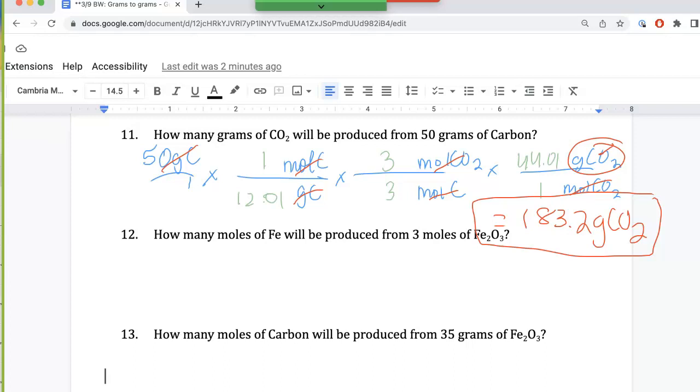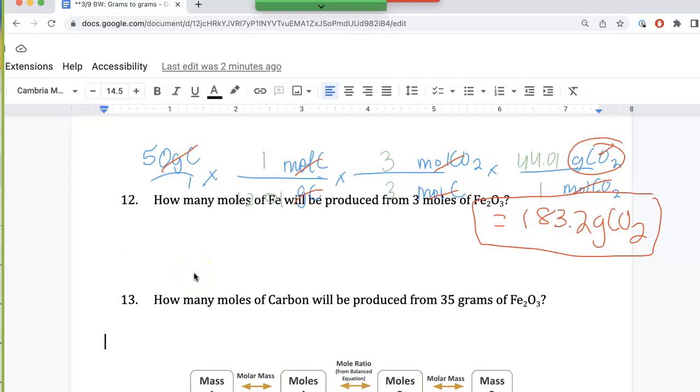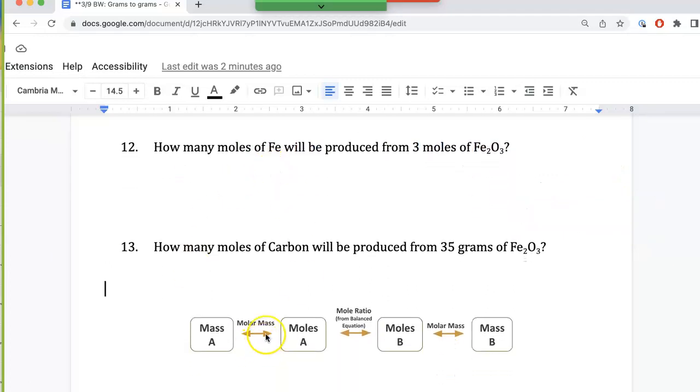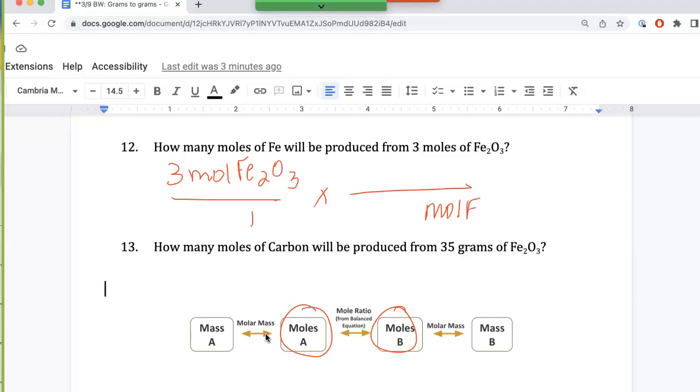Next, this one is a little different because I'm going from moles of one thing. I'm going from moles of iron, so I'm going to go moles of Fe to moles of Fe2O3, similar to one of the first ones on the front, but I'm following the same steps of starting with my given over 1, so Fe2O3 over 1. I need moles of Fe2O3 to cancel, so that goes on the bottom, and I'm going 2 moles of Fe.